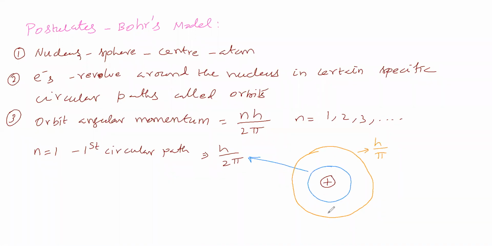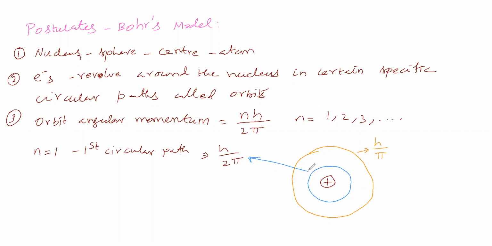It is the second circular path. For this second circular path, the orbit angular momentum is h by pi. This is the first circular path; for this the angular momentum is h by 2 pi. It is the second circular path; for this the angular momentum is h by pi.